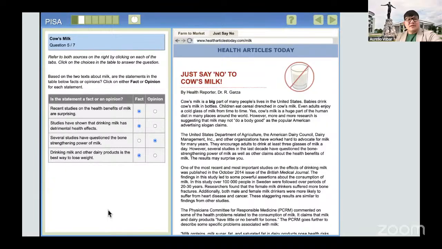So now, this is another one: fact or opinion. Below are two text types about milk. Are the statements fact or opinion? Recent studies on the health benefits of milk are surprising. Fact or opinion? Studies have shown that drinking milk has detrimental health effects. Fact or opinion? It's like a higher order thinking skill alternative to true or false.